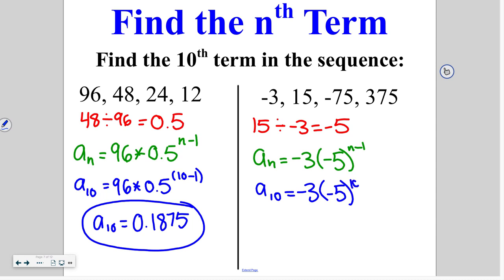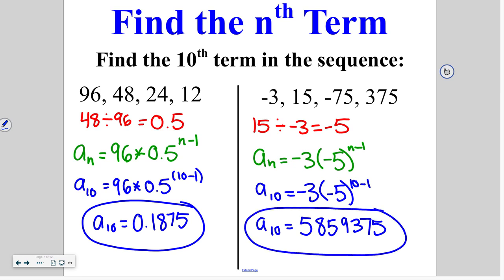Again, I recommend that you solve that exponent, the 10 minus 1. I recommend you do that in your head prior to putting that into your calculator. And we are going to end up with a_10 is equal to 5,859,375.